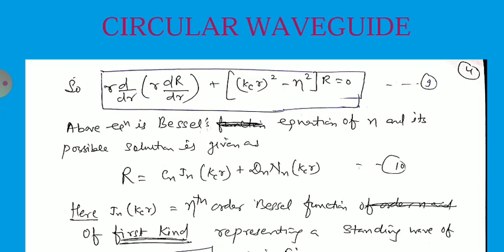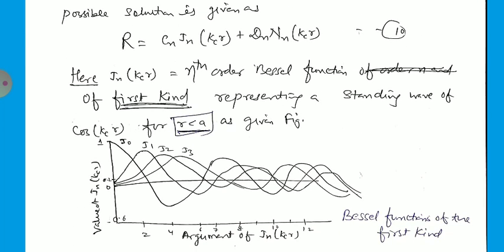representing the standing wave of the cos kr for r less than a, meaning inside this waveguide. And like this one, these are the values between minus 0.6 to 1 that we have plotted using j0, j1, j2, j3, and many more symbols, with the x axis and y axis showing the Bessel functions.